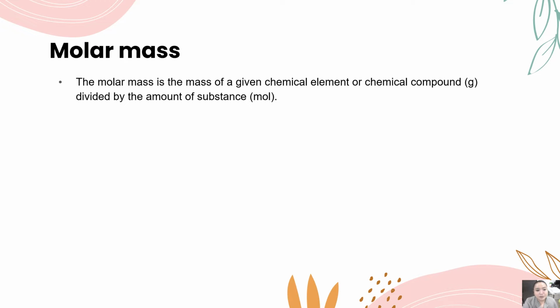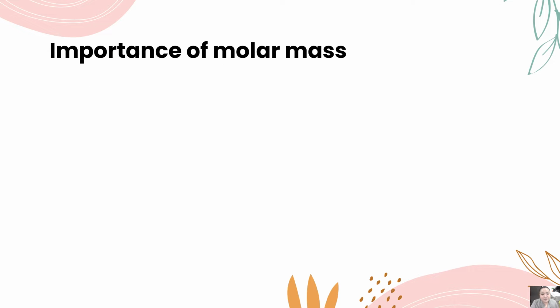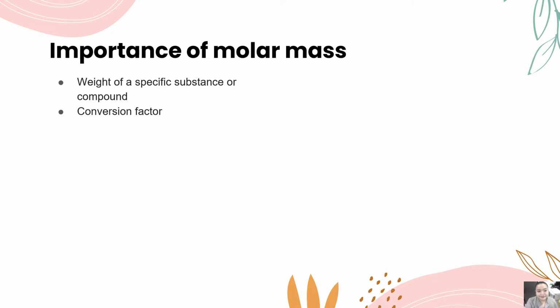Now, when it comes to molar mass, this is the mass of a given chemical element or a chemical compound that is divided by the amount of substance, and this is usually in units of gram per mole. The importance of molar mass is that it gives us an idea about the weight of a specific substance or compound, and this is an important conversion factor.